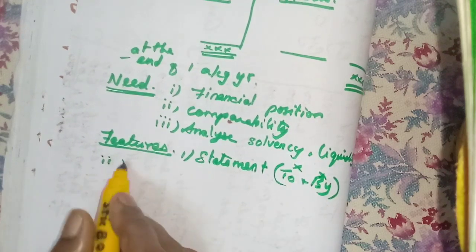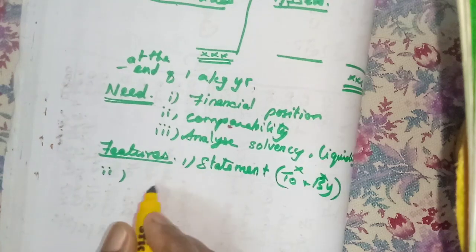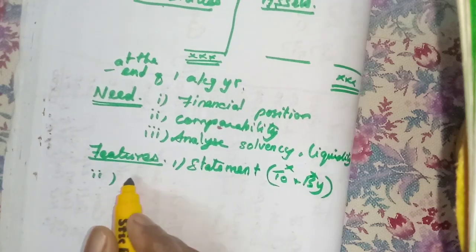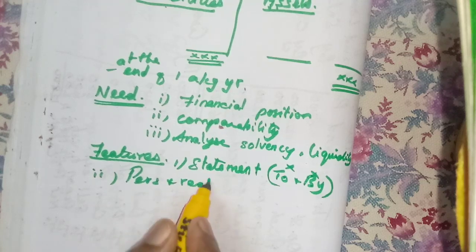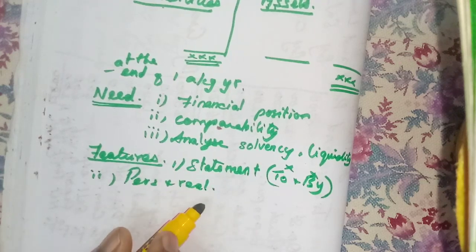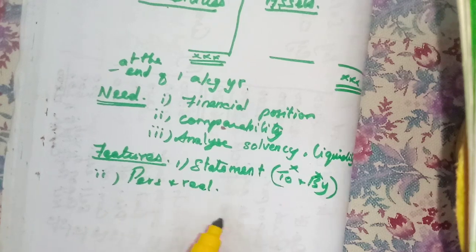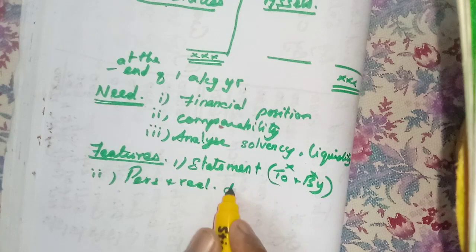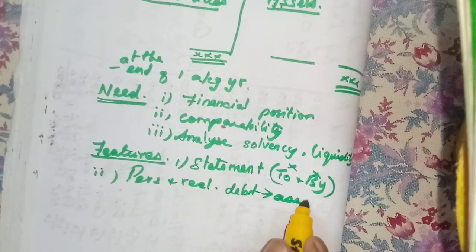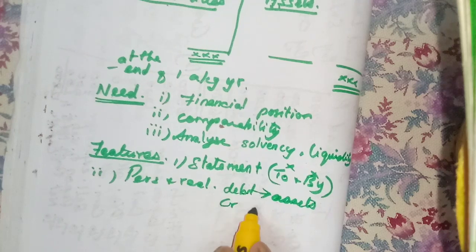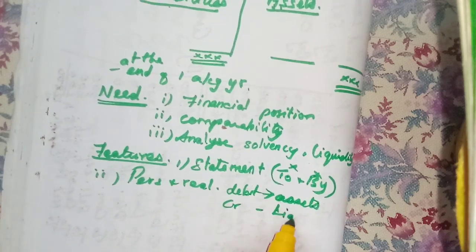Okay, then the second point, it is a summary of personal and real accounts, not the nominal accounts, because nominal accounts have been written in the trading and profit and loss account. Okay, the debit balances will be entered on the asset side and all the credit balances will appear on the liability side.